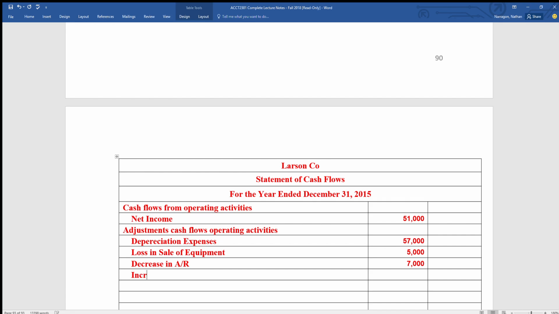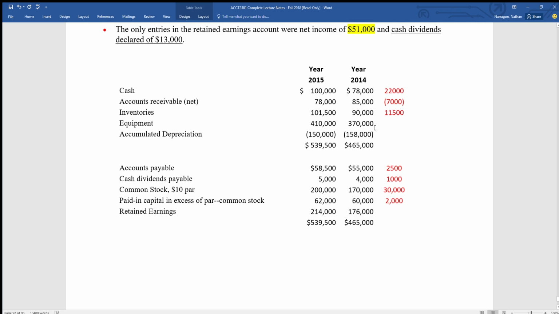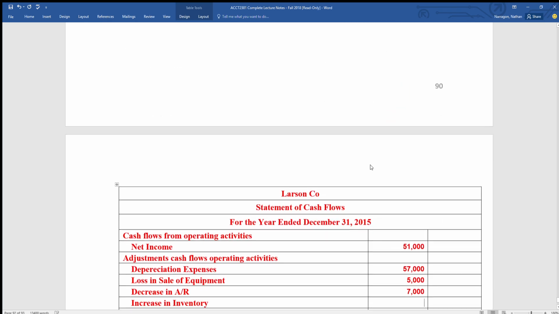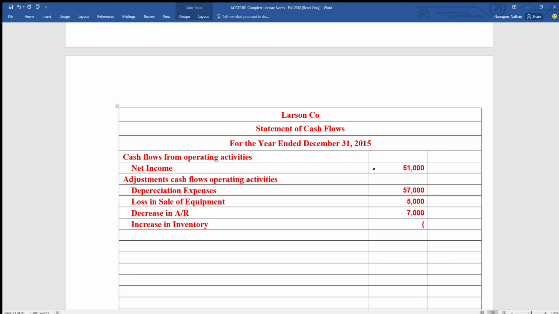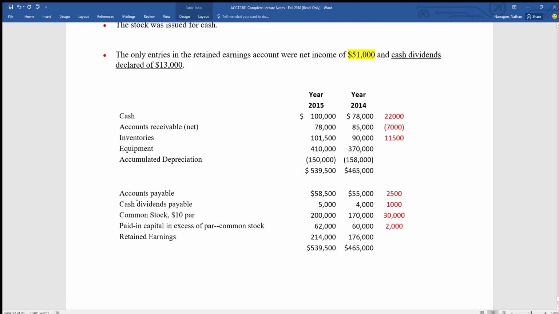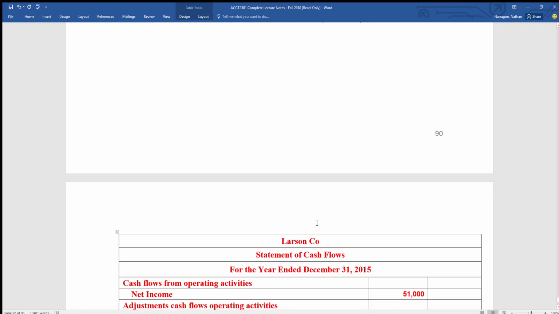And we have an increase in inventory of 11,500, looks like. So 11,500. And again, when there's an increase of a current asset, we must deduct. It's going to be the opposite with our current liabilities. We only really have accounts payable. Cash dividends payable is a finance thing, so we don't have to worry. So we have an increase there.